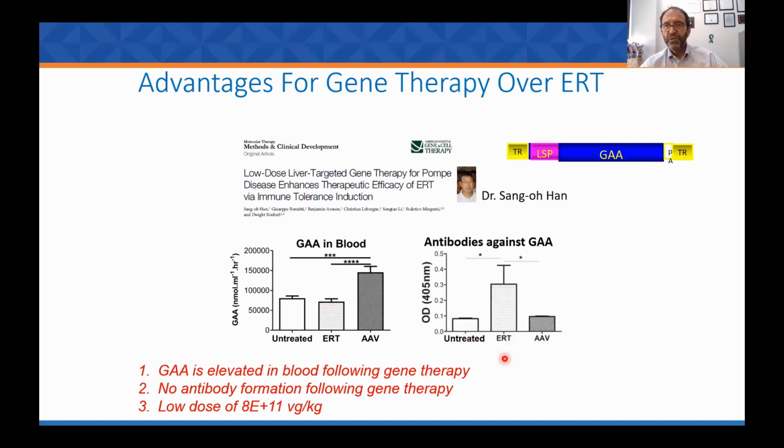And then showing the immune tolerance induction or the prevention of antibodies. In the middle, mice treated with ERT have antibodies. On the right, mice treated with gene therapy don't.